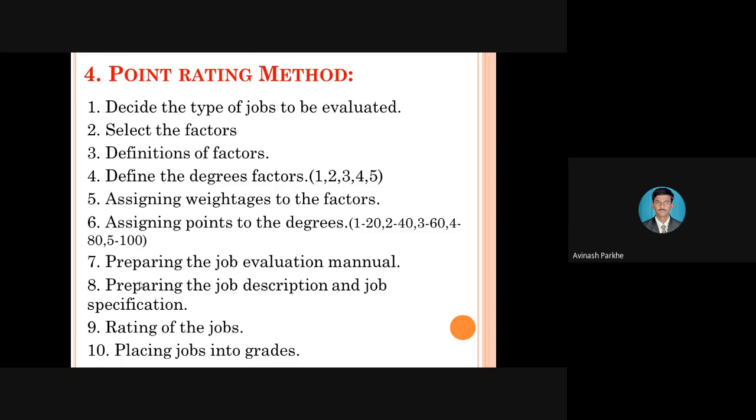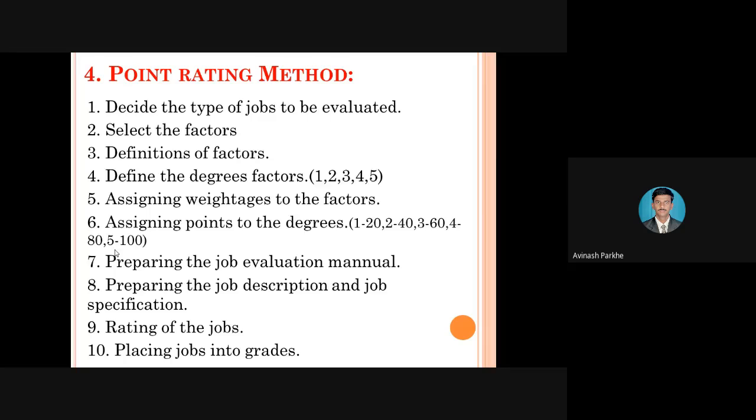So 100% means how much degree I have to give to that particular job? 5 degree. If my job evaluation will be taking place and at that time I have considered only two factors, the first one is the education and the second one is the experience. So 50% weightage is given to the education and 50% weightage is given to the experience. Based on that particular percentage, we have to decide the degree.